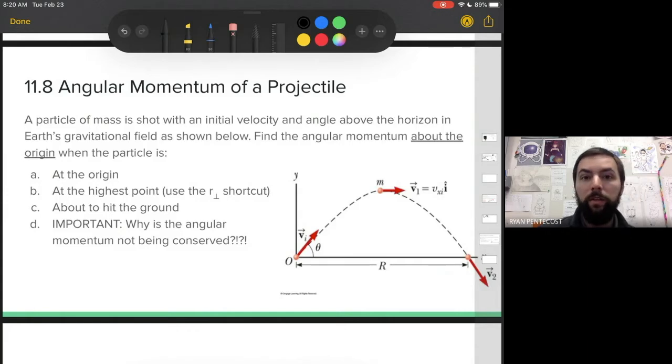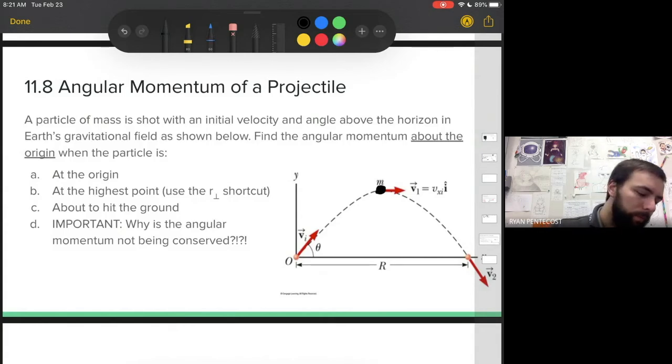Notice this is not rotating, but we're going to say, what is the angular momentum relative to this point in space? So relative to the origin, what is the angular momentum when the particle is at the origin, at its highest point? We have that information right here. That is at its highest point. And then C, about to hit the ground. Then D, why is angular momentum not being conserved? We'll talk about that.